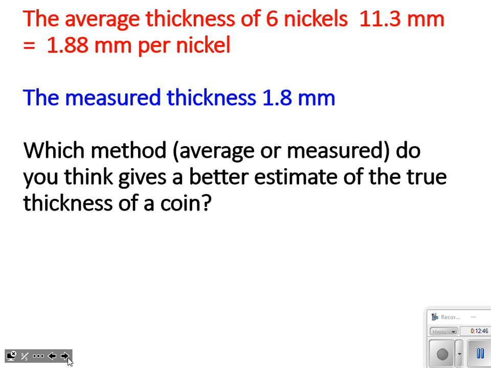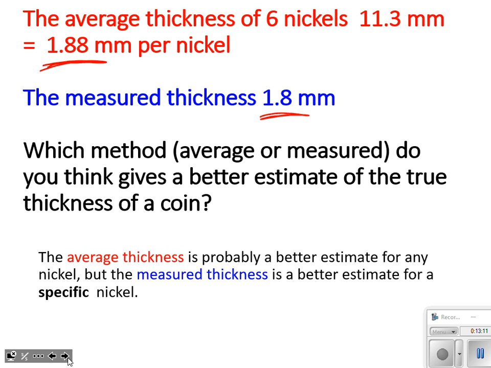So which method, averaged or measured, do you think gives a better estimate of the true thickness? Okay, I measured this one. I used the average on that one. Which do you think gives the better estimate? Well, the average thickness is probably the better estimate for a nickel. Why? Well, let's look at this, okay? When I did this one right here, the 1.8, I had to estimate to the tenths right there, didn't I?